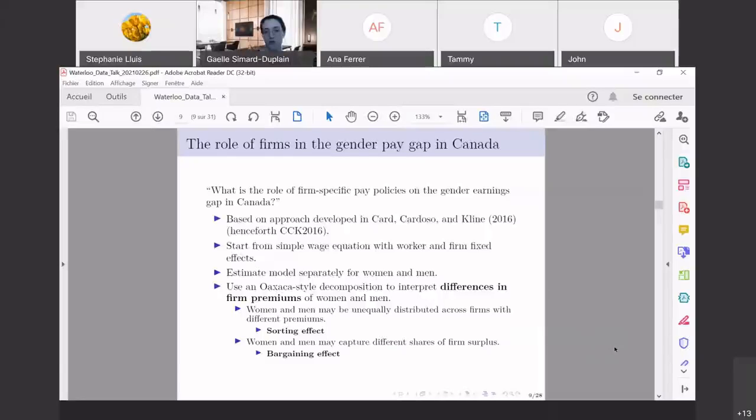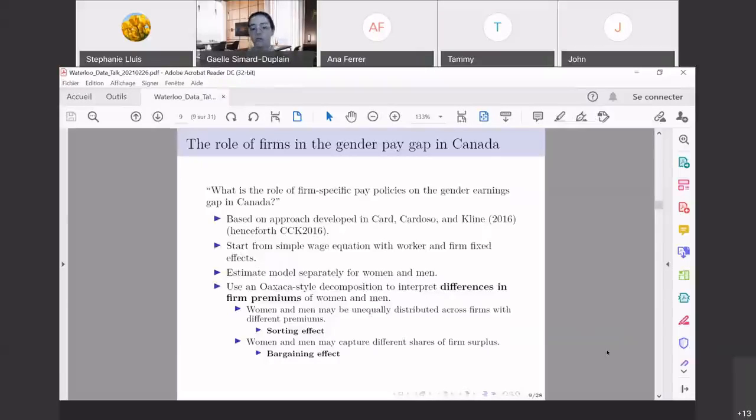So as I mentioned, the paper that I'm presenting today is joint work with Zhang Beryl Lee and Benoit Desti. We asked the question: what is the role of firm-specific pay policies on the gender earnings gap in Canada? The paper is based on an approach that was developed by Cardoso and Kline. I'm going to call them CCK from now on. It's really quite simple.